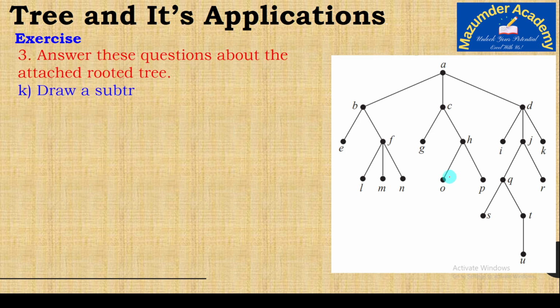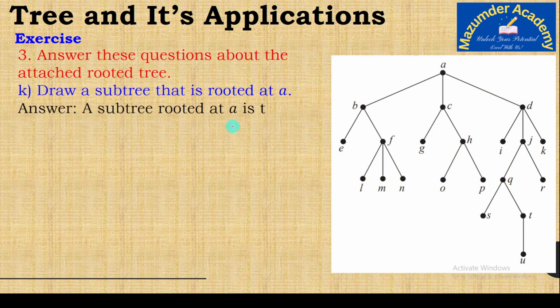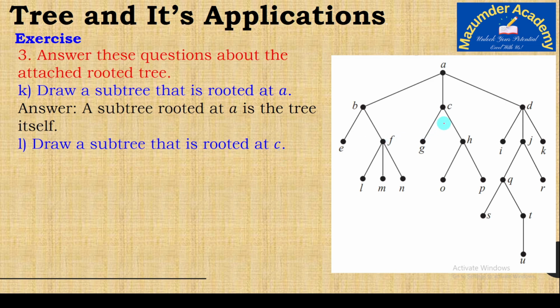Next question is, draw a subtree that is rooted at A. The subtree of this tree rooted at A is the tree itself, because a subtree means all the descendants along with all the edges to that particular vertex. So here the subtree rooted at A is the tree itself. Then draw a subtree that is rooted at C. So at C, this will be the subtree.